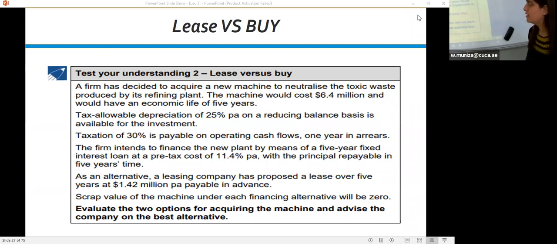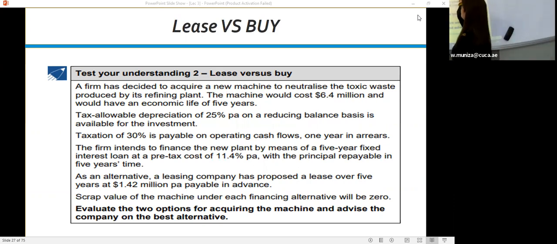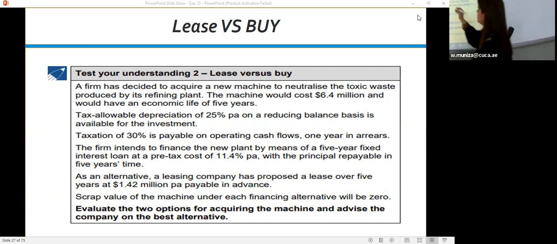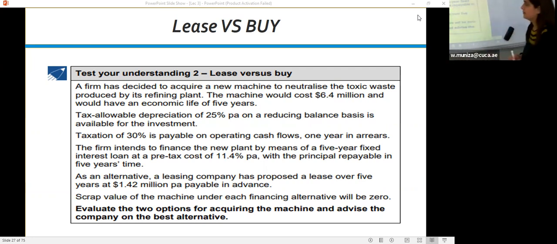its refining plant. The machine would cost 6.4 million and would have an economic life of 5 years. Tax allowable depreciation is 25% per annum on reducing balance basis. It is available for the investment. Taxation at 30% is payable on the operating cash flows 1 year in arrears.